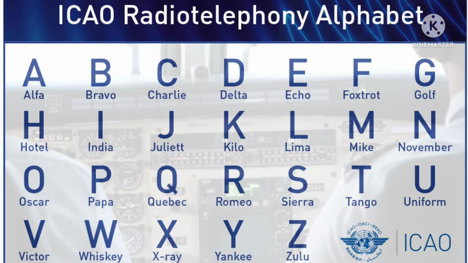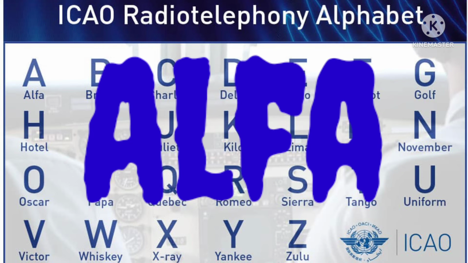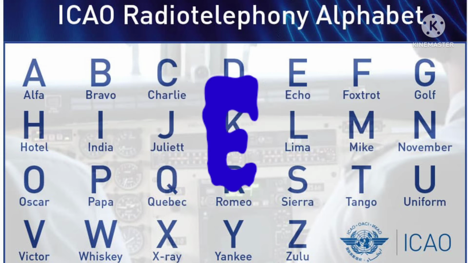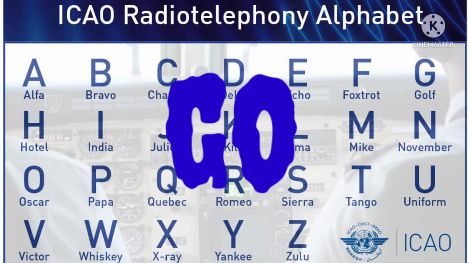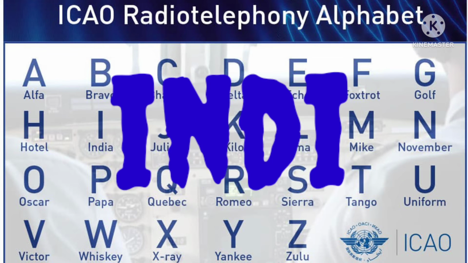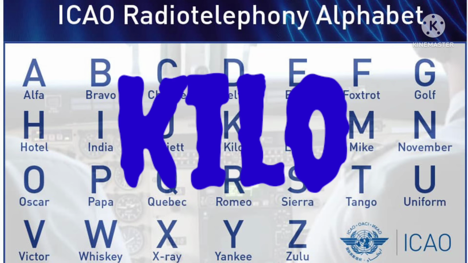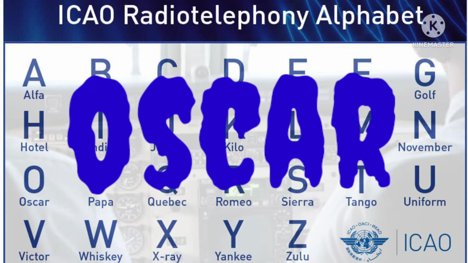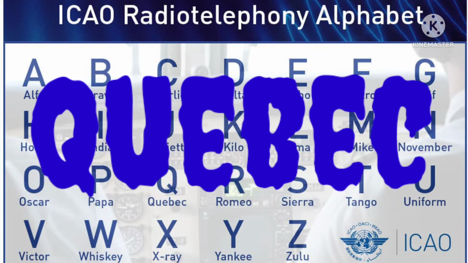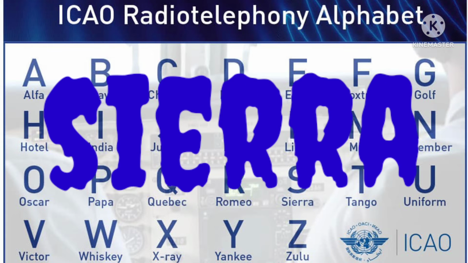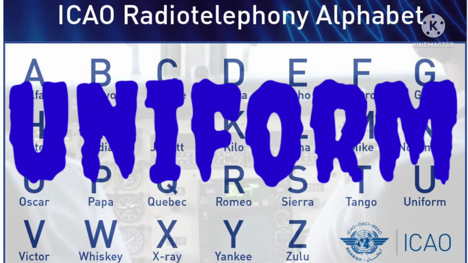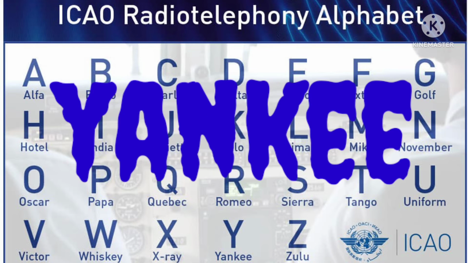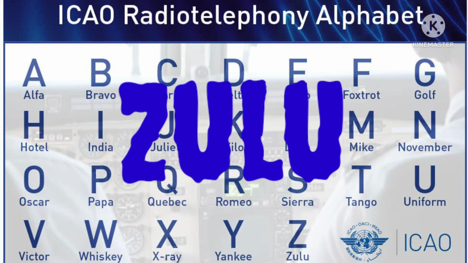Everyone look at the screen and say with me. A is for Alpha, B is for Bravo, C is for Charlie, D is for Delta, E for Echo, F for Foxtrot, G for Golf, H for Hotel, I for India, J for Juliet, K for Kilo, L for Lima, M for Mike, N for November, O for Oscar, P for Papa, Q for Quebec, R for Romeo, S for Sierra, T for Tango, U for Uniform, V for Victor, W for Whiskey, X for X-ray, Y for Yankee, and last is Z for Zulu.